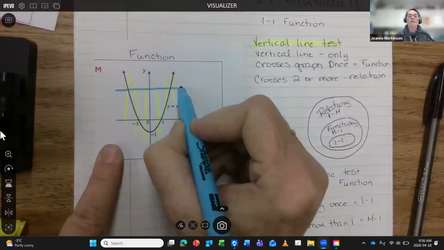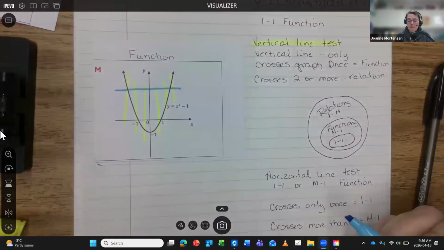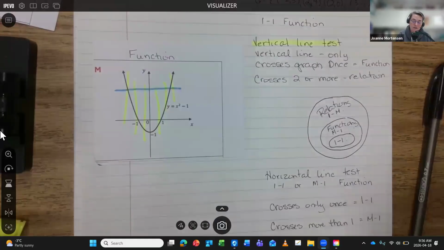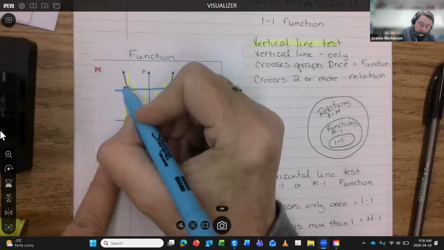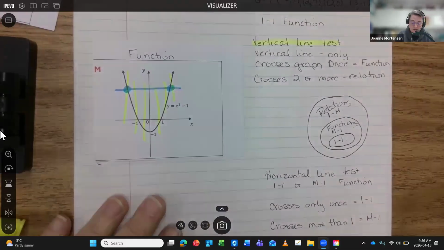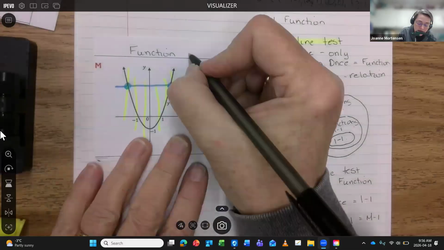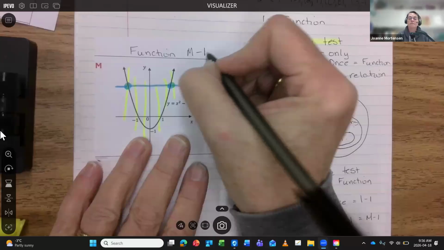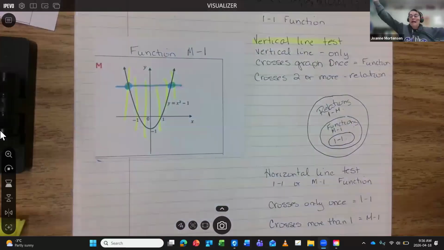Oh, so much better. Okay, so I did the vertical line test. I know it's a function. Now I do this. It crossed twice, so it failed the horizontal one, which means it is a many to one. Ta-da! As long as you remember to do the vertical line test, you're fine. Do that first, then do the horizontal one.